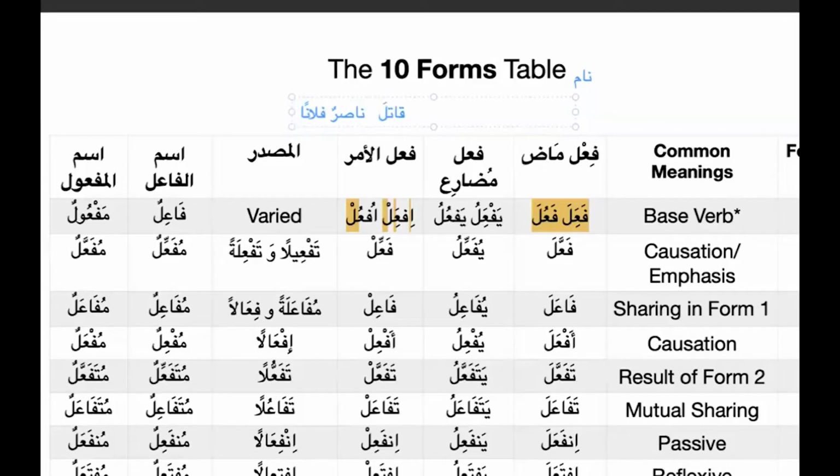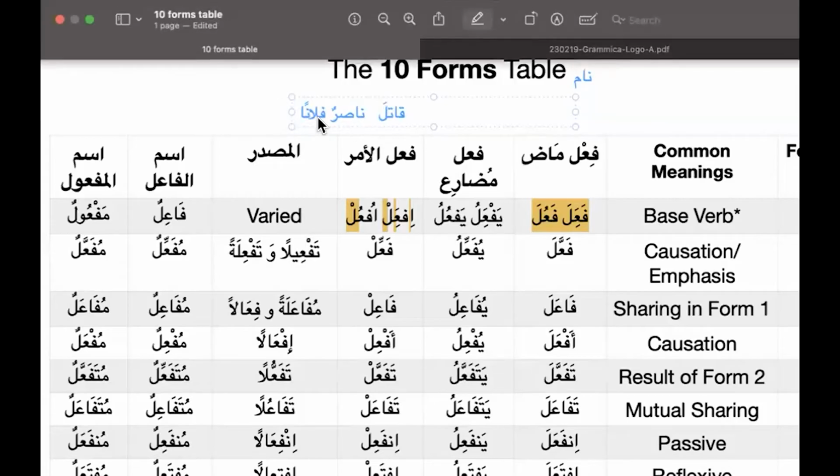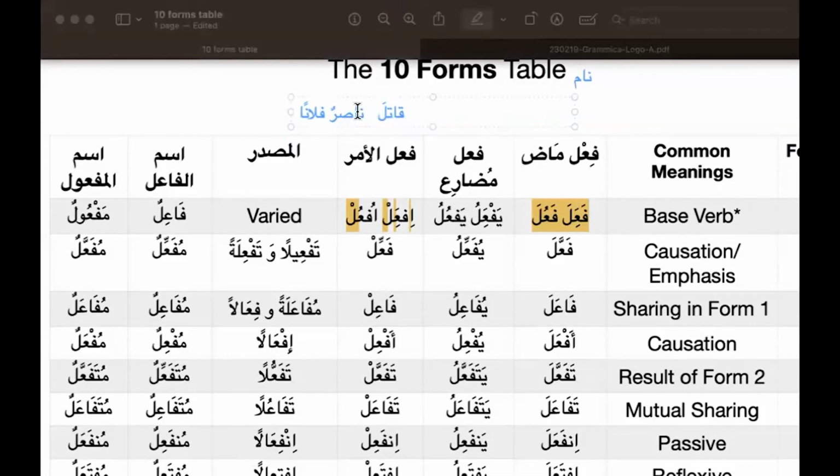Here, what does the form three indicate? The form three is indicating that Nasir fought Fulan, so and so, and this somebody fought back. But Nasir is winning in the fight. So how do I know he's winning in the fight? It is because Nasir is the fa'il. Nasir is the fa'il, and basically that means he's the doer of the verb. And he's winning or he began the fight.